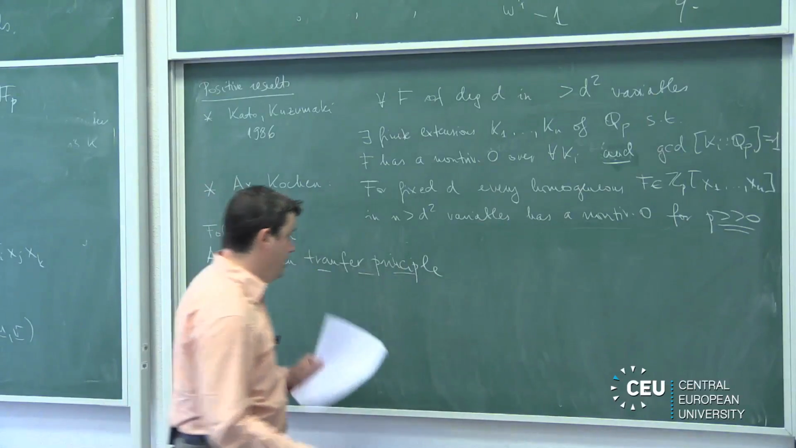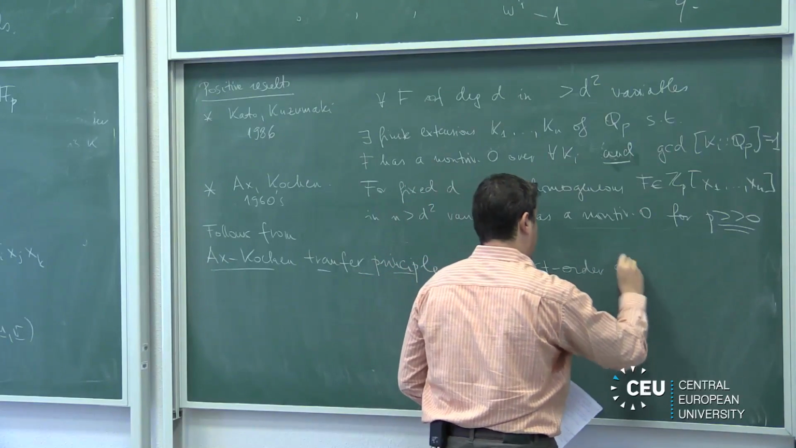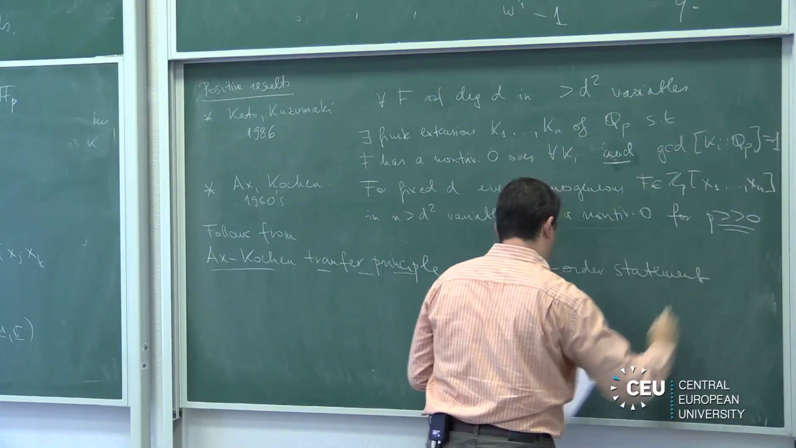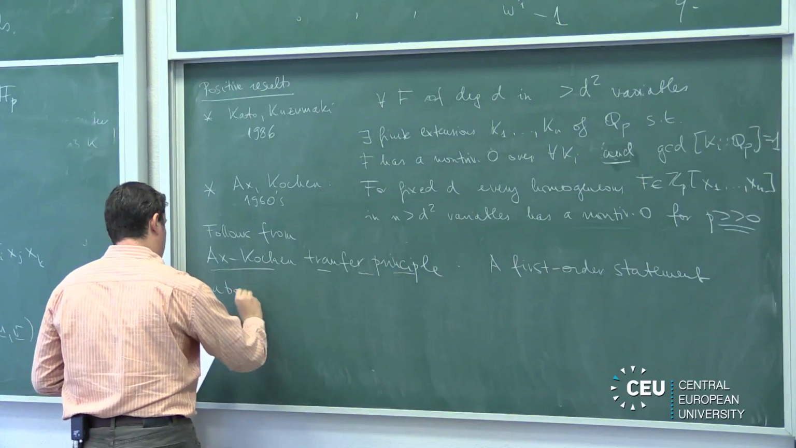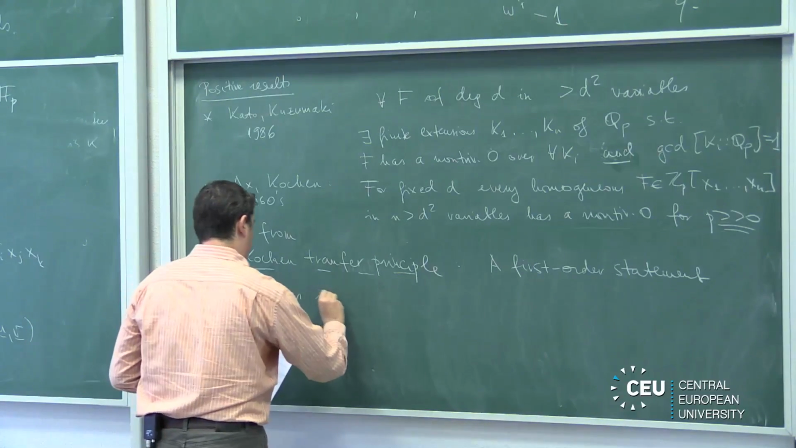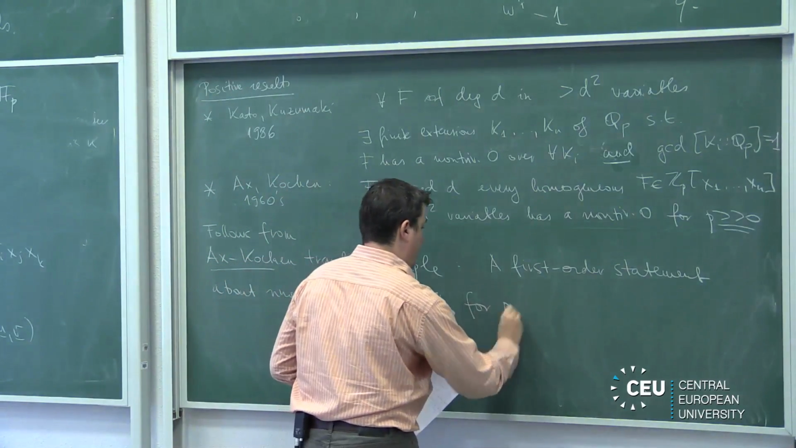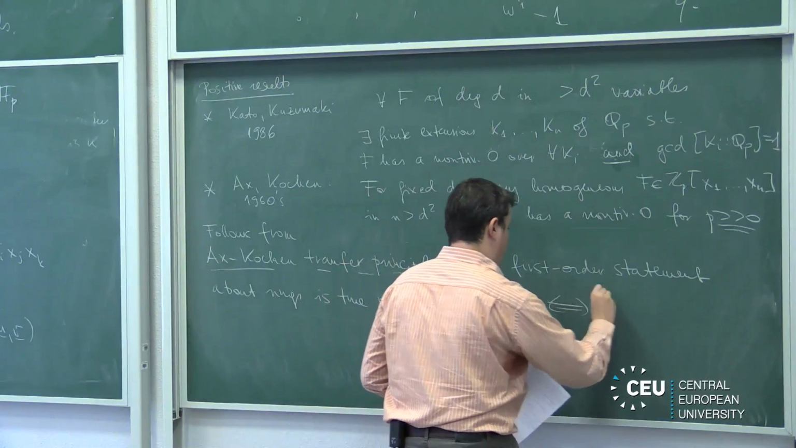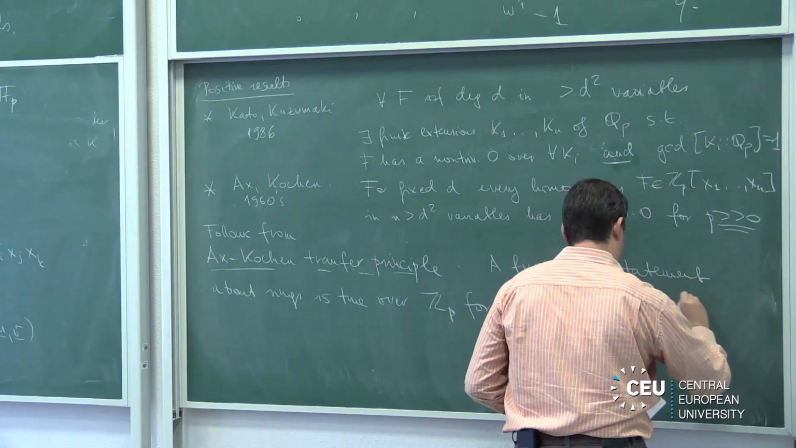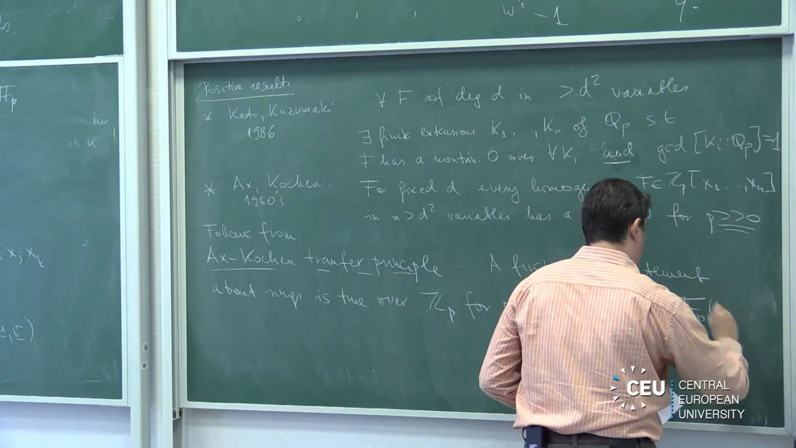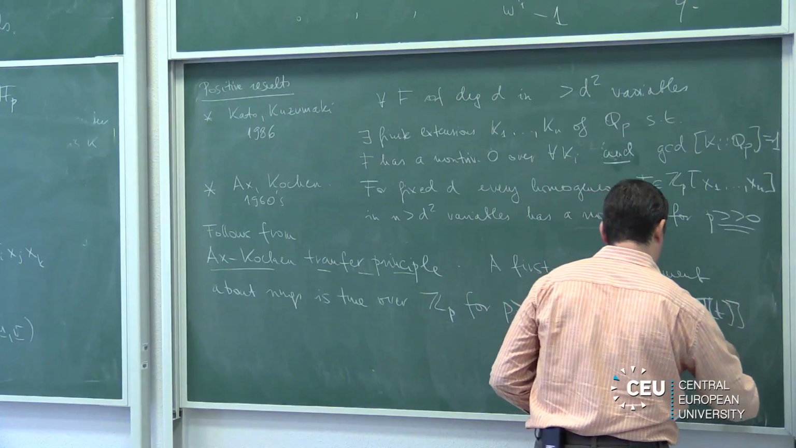So what's this? Well, it says that a first order statement about rings is true over Zp for p sufficiently large if and only if it is true for Fp((T)), the formal power series, for p sufficiently large.